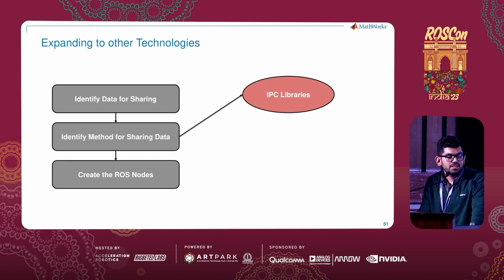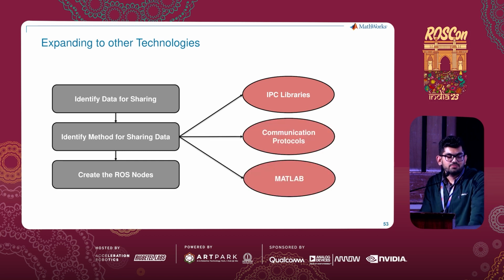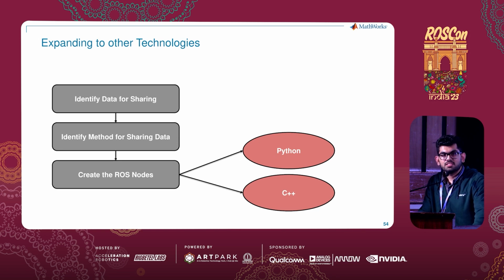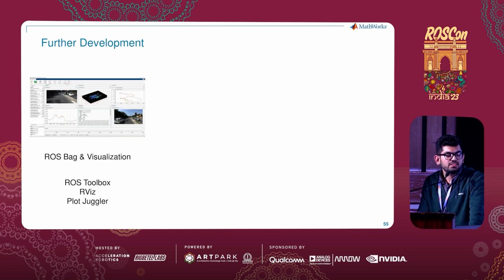Second is identifying the method for sharing data. There are a lot of inter-process communication libraries that help us with this task. We can use them to create shared memory objects. We can use them to create pipes that help us communicate between 2 processes. We can use communication protocols like TCP/IP to communicate the data. And the MATLAB example that we saw is also one option. Next, for creating the ROS nodes, we can use Python, C++, and MATLAB. Further on, you can do further development.